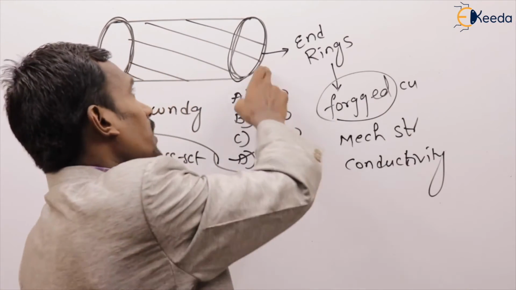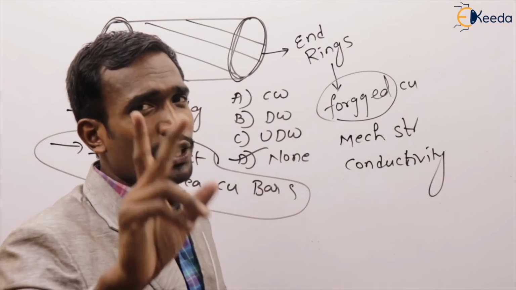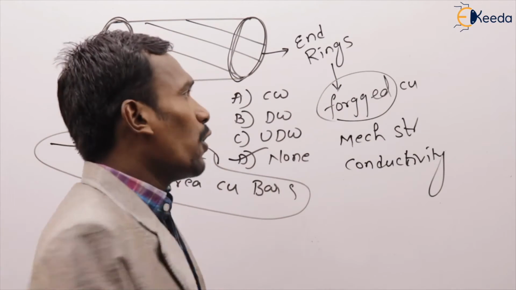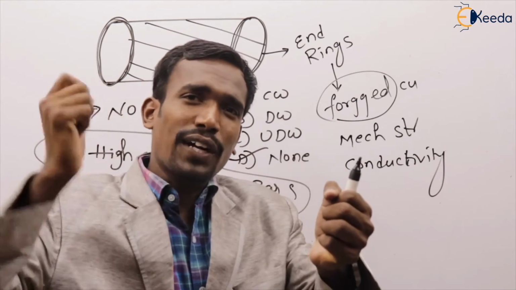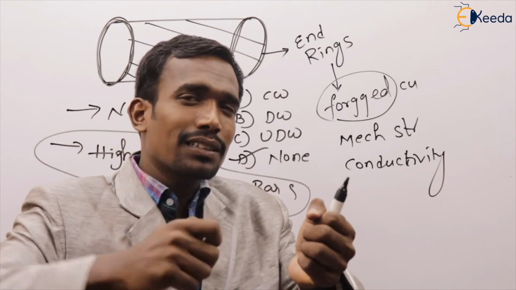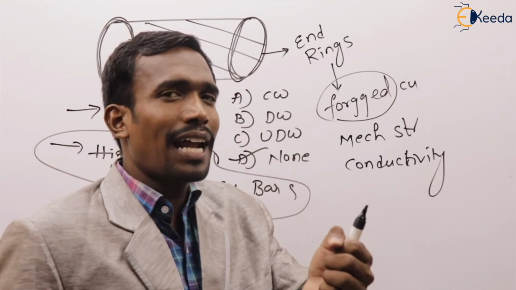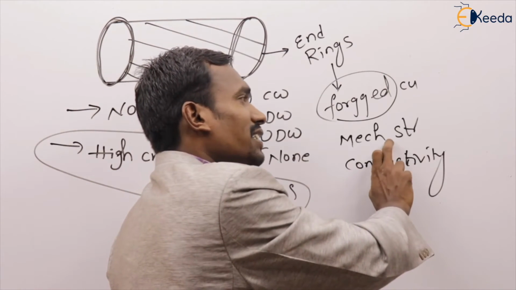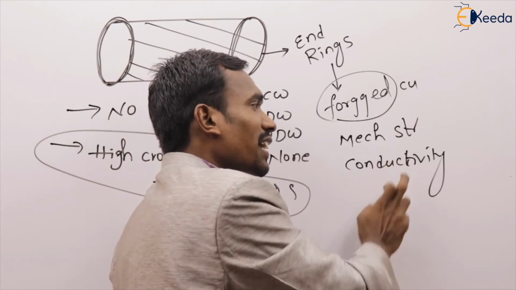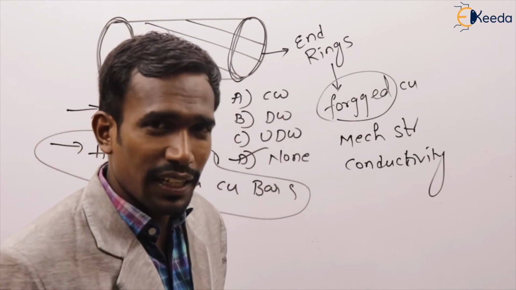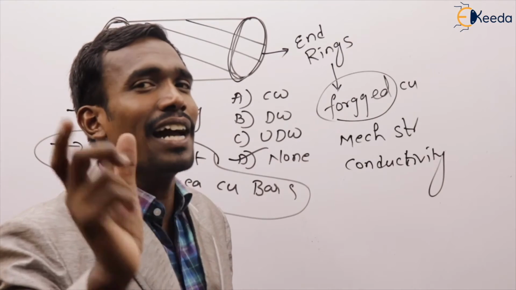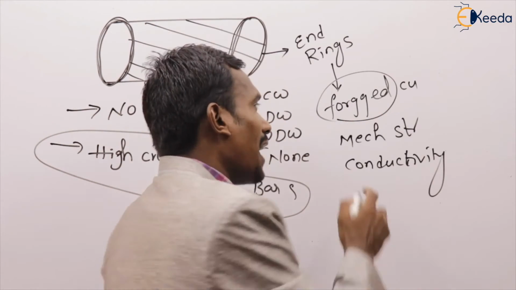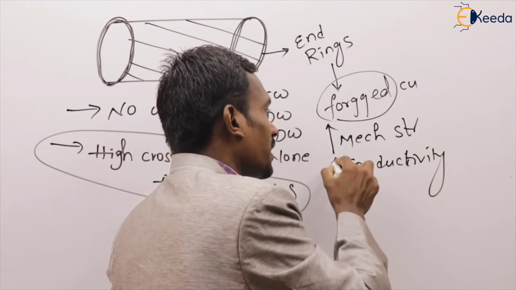The rotor is short-circuited by using end rings. Every rotor has two end rings. The end rings are made of forged copper. Forging is the process of continuous hammering, and it gives high mechanical strength and high conductivity. That's why we are using forged copper.